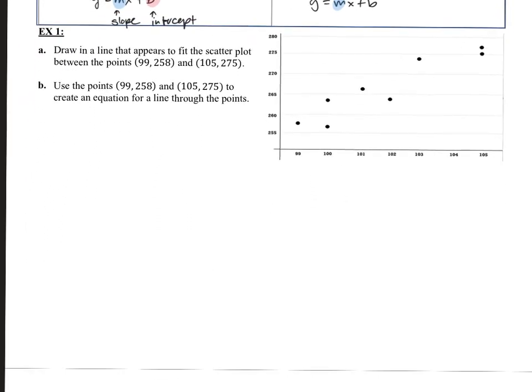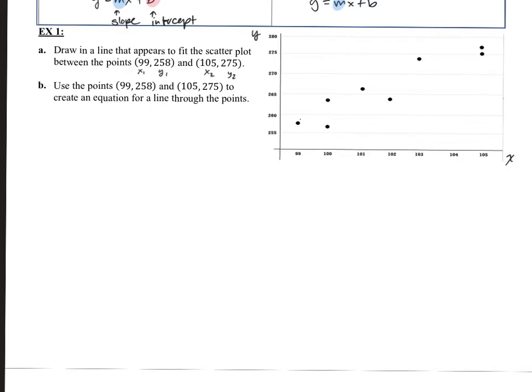For part A, draw in a line that appears to fit the scatter plot between the points (99, 258) and (105, 275). Real quick, on the graph, these are my x values and those are my y. Here's my x sub 1, y sub 1, x sub 2, y sub 2. It actually doesn't matter which one I choose to be the sub 1s or the sub 2s. So, 99, 258, right there. I'm going to draw a line between that one and 105, 275, right there.